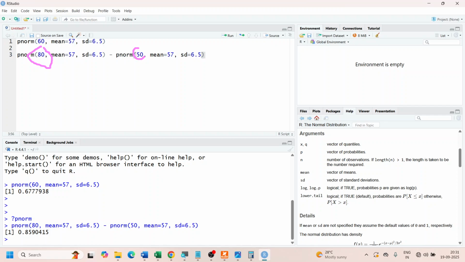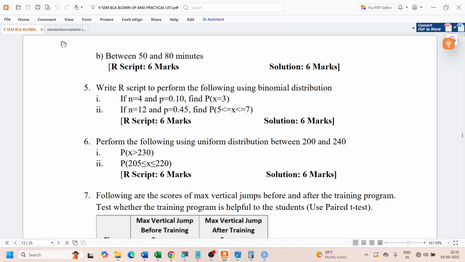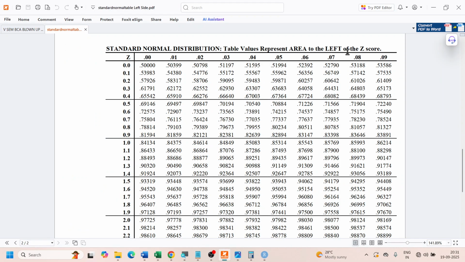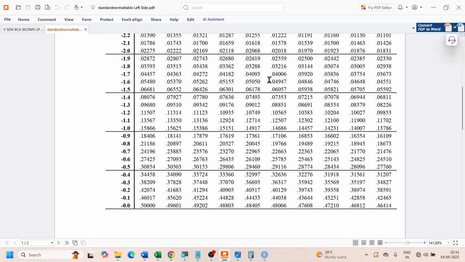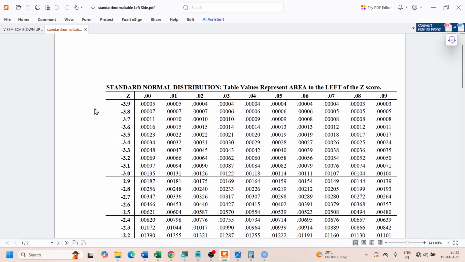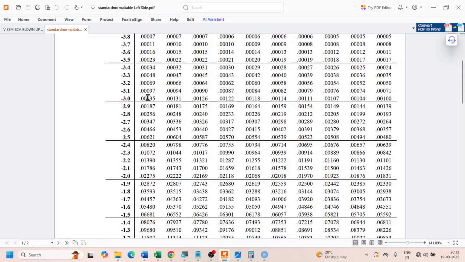So 80 minus 50, you put the negative sign here, and you're going to get the value here. I'm going to use the distribution that is not supplied by the university. I'm going to just show you here, and then we will go back and look into how to calculate with the university given values. This is going to go with the negative also. So you can easily use this one.